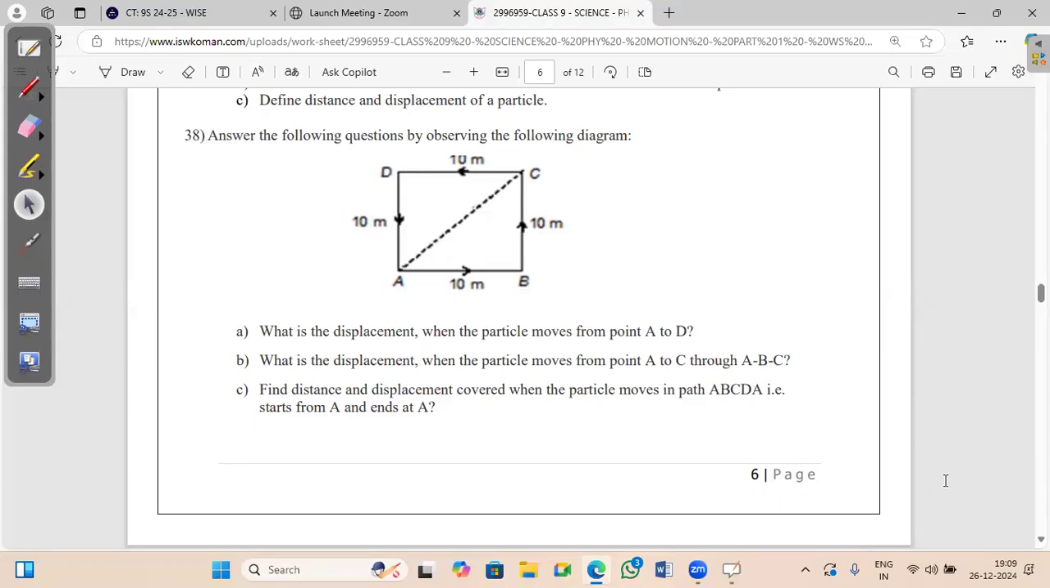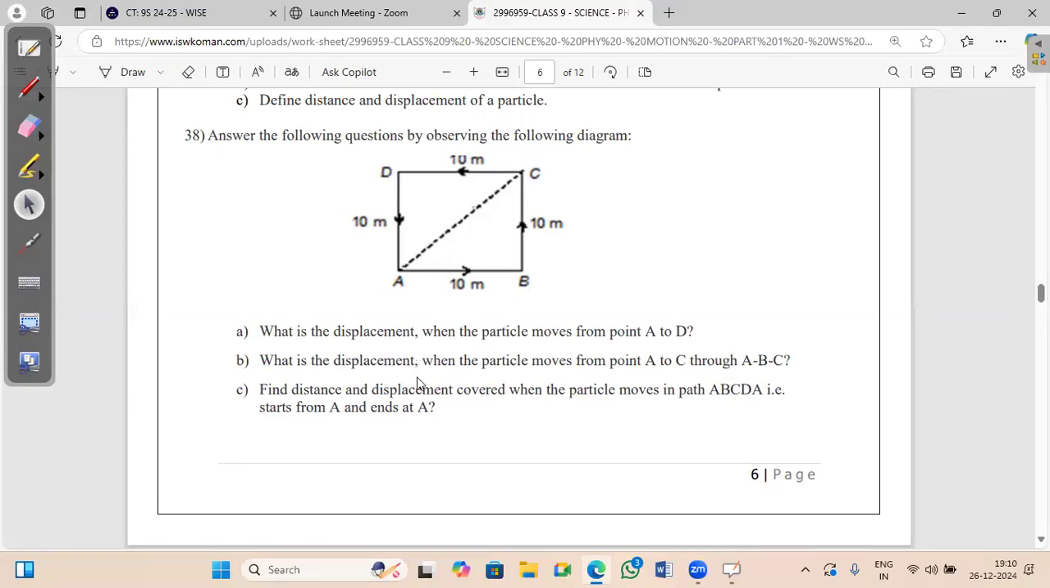Rachit, what will be the answer? You just need to understand here. See, the diagram is given here, and a particle is moving from A to B, B to C, C to D. So when the particle has moved up to D, then what is the displacement? Displacement is the shortest distance, how far an object is located. So the displacement from A to D is 10 meter.